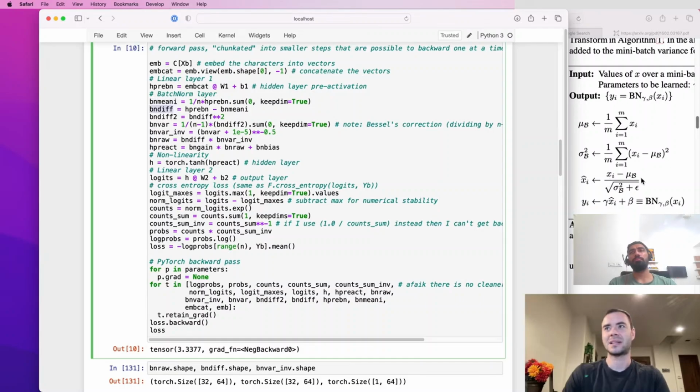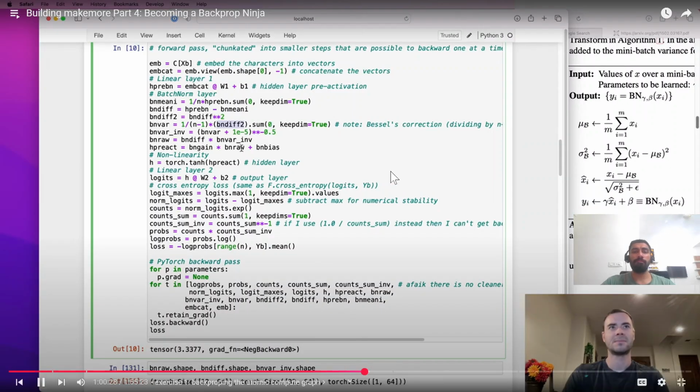Bn diff is x minus mu. Bn diff 2 is x minus mu squared, here inside the variance. Bn var is the variance, so sigma squared. This is Bn var, and it's basically the sum of squares. So this is the x minus mu squared, and then the sum.